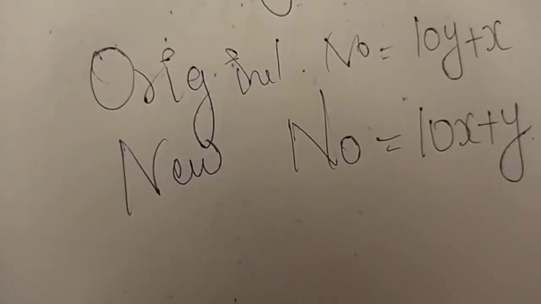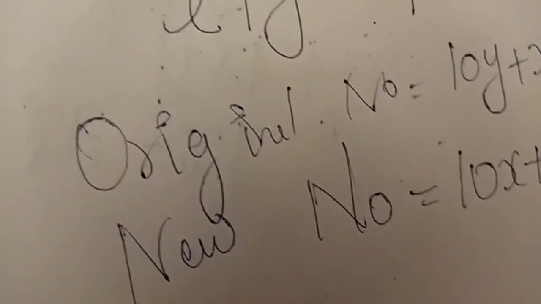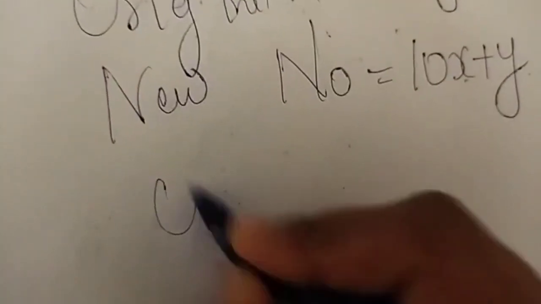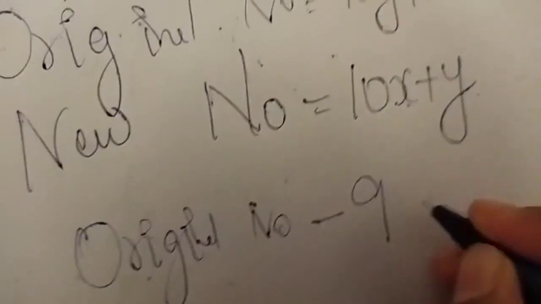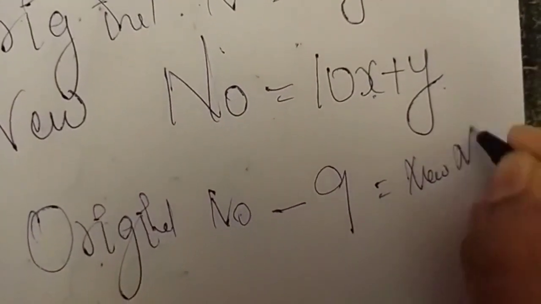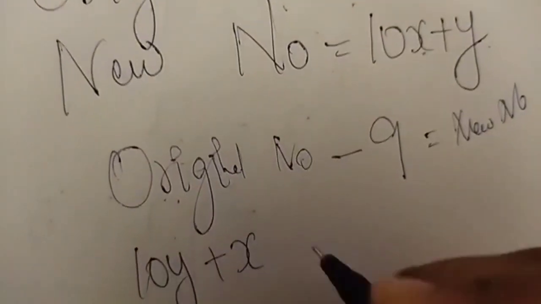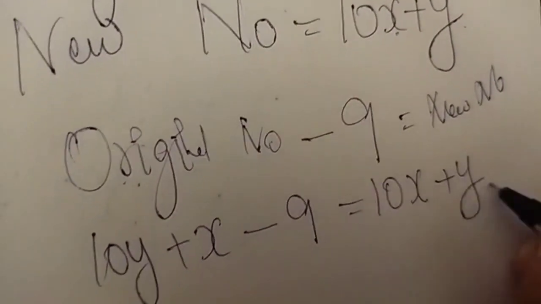So original number and new number, now we have two numbers here. What they have given is, if you subtract 9 from the original number, you get the new number. So original number minus 9 is equal to new number. What is original number? 10y plus x minus 9 is equal to 10x plus y.